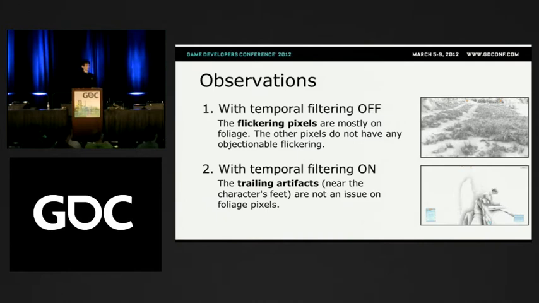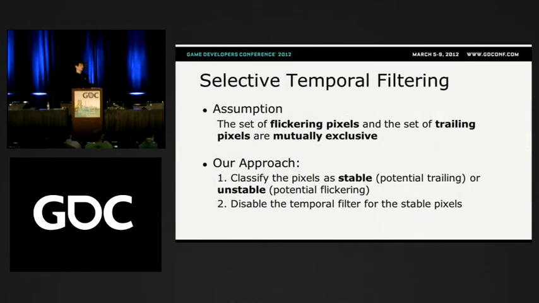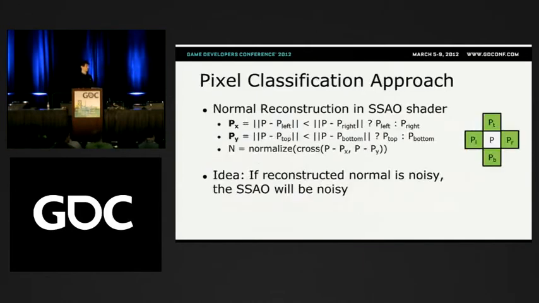And we observed that with the temporal filter disabled, we didn't have the trailing problem, but we had these flickering pixels on foliage, mostly on foliage, and the other pixels, such as the ground here, didn't have any flickering. So we didn't need temporal filtering on the ground. We just needed the temporal filtering on foliage. However, with the temporal filter enabled, we had these trailing artifacts. So the idea was to assume that the flickering pixels and the trailing pixels were mutually exclusive sets of pixels. So we could classify the screen as either being potentially trailing or potentially flickering. And then we would just disable the temporal filter on the stable pixels.